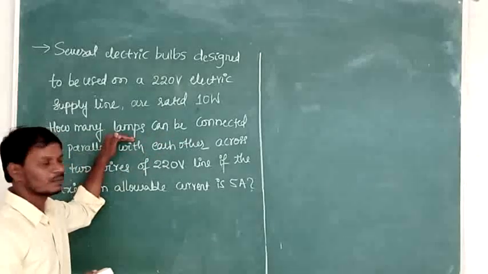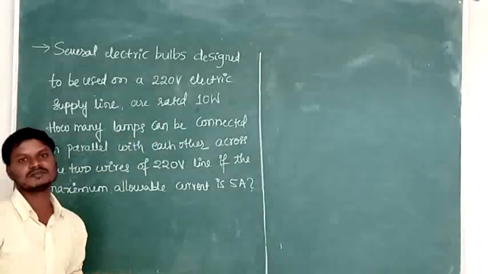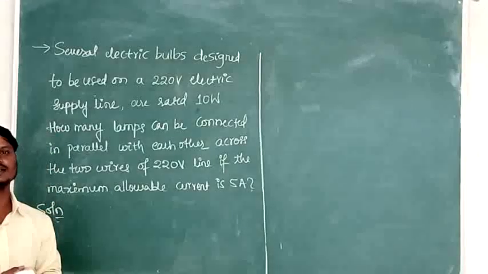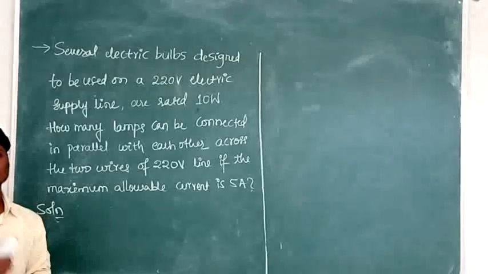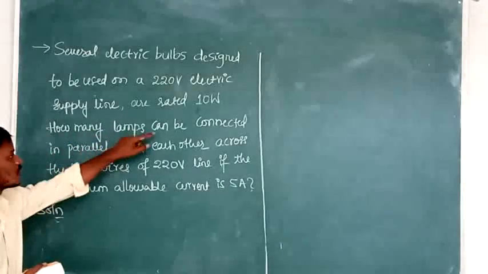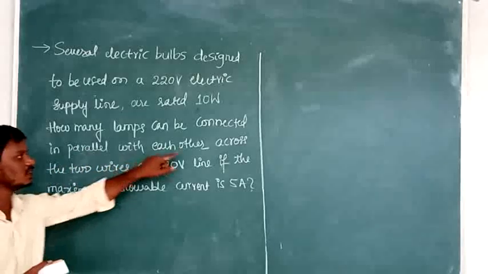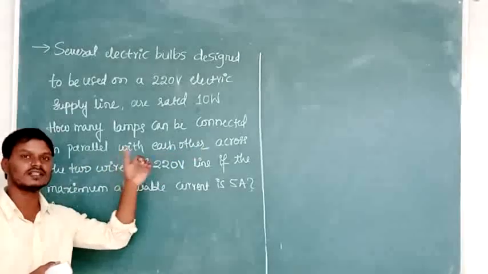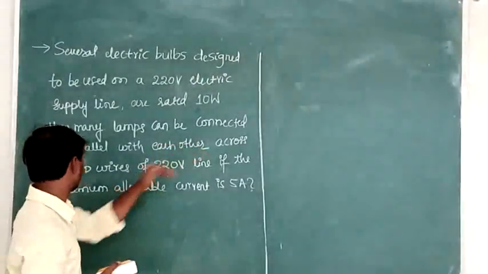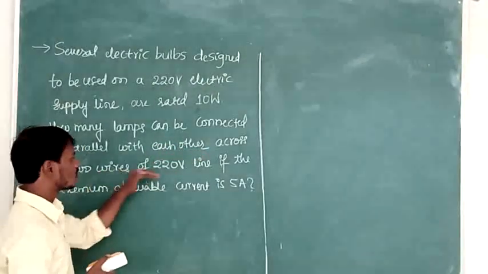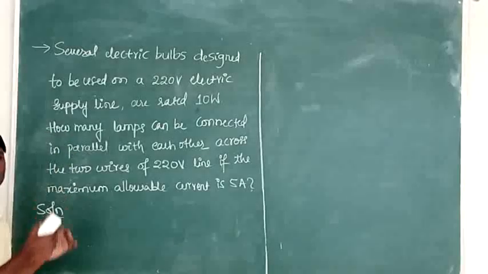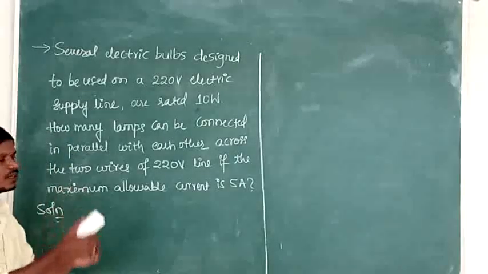Lamps means here bulbs. So a bulb is made up of a resistor, for example tungsten. Tungsten has high resistivity and a high melting point. That is why tungsten is used in the electric bulb. How many lamps can be connected in parallel with each other? Means you have to find the number of electric bulbs connected in parallel with each other across the two wires of a 220 volt line. Means one wire is connected to the positive of the battery and another wire is connected to the negative of the battery.